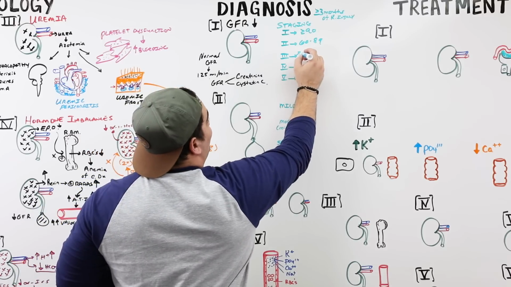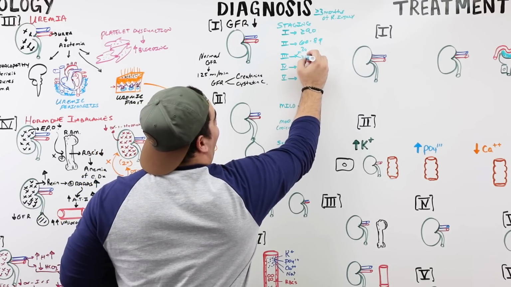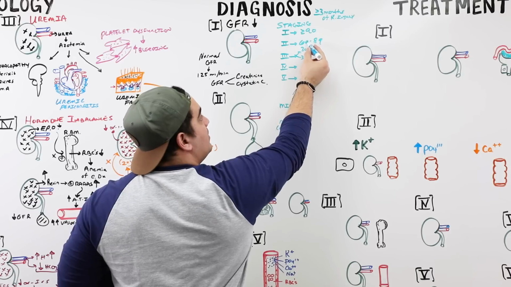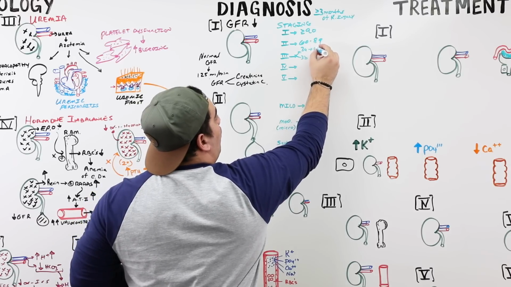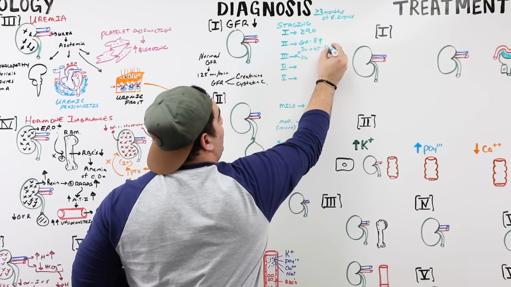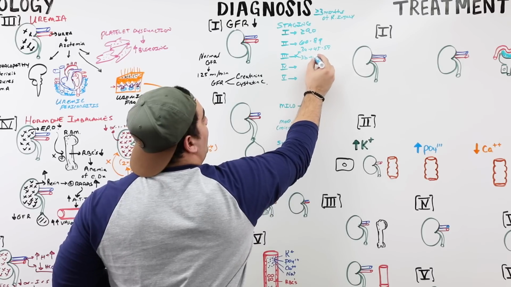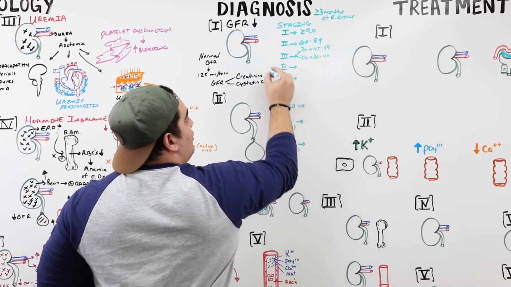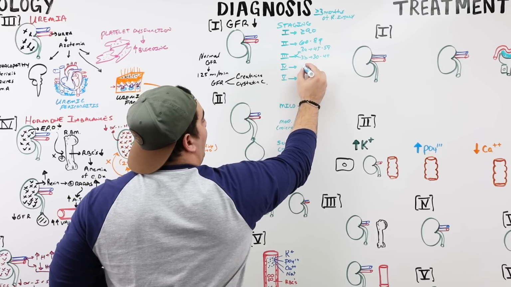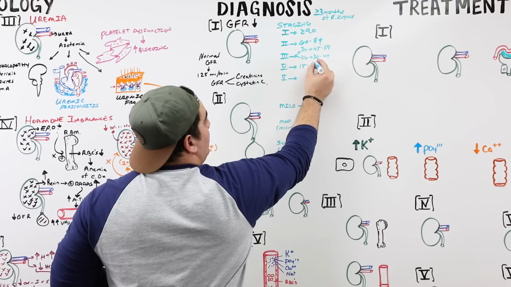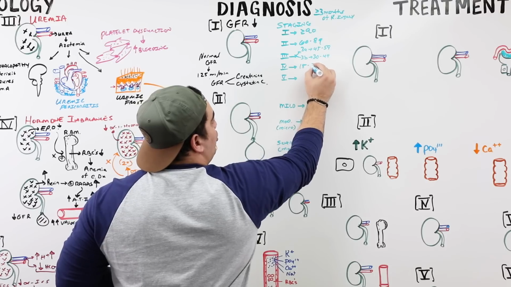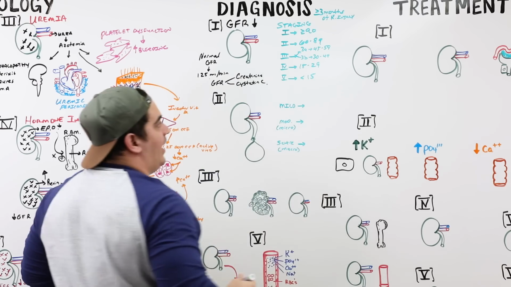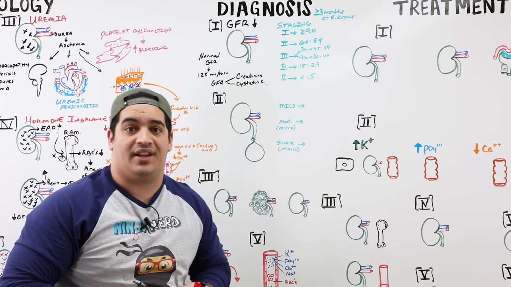Stage 3 actually has 2 types: 3A and 3B. 3A is just below 60, so it's 45 to 59. And then 3B is 30 to 44. Stage 4 chronic kidney disease is usually 15 to just one below 30, so 29. And if it's less than 15, that is stage 5 chronic kidney disease.